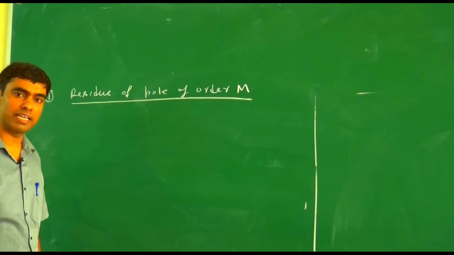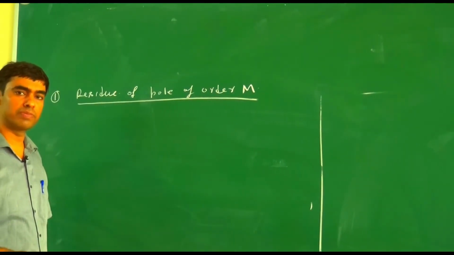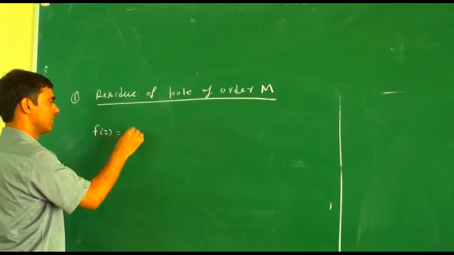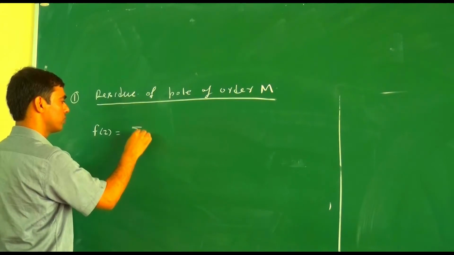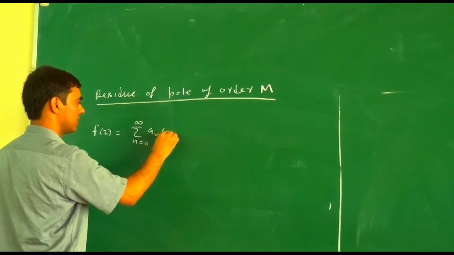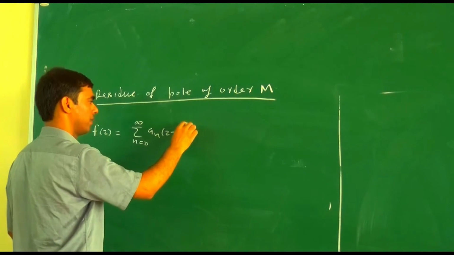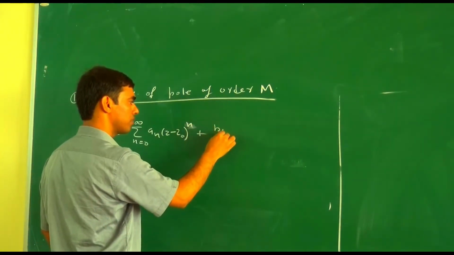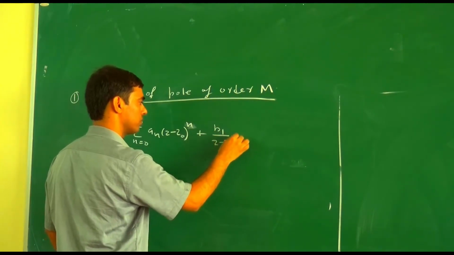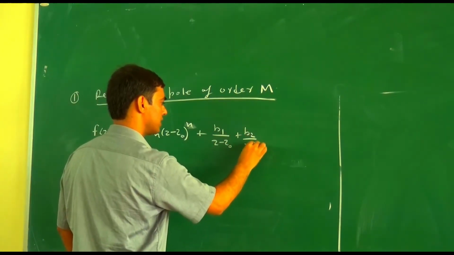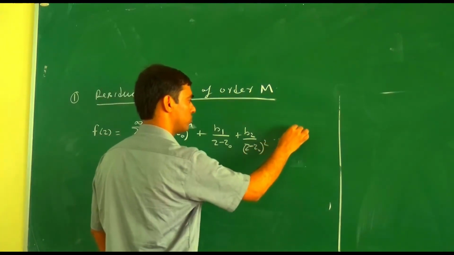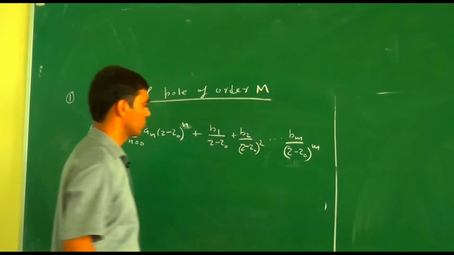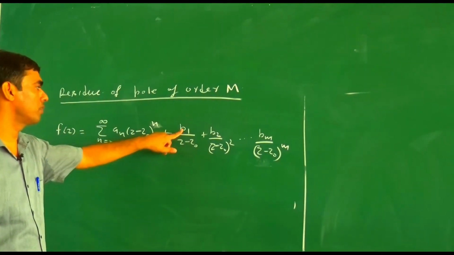If there is a pole of order m, then how many terms are there in the principal part? There are m terms. So here we write f(z) equals summation n equals 0 to infinity of a_n (z minus z0) to the power n plus, in the principal part, m terms: b1 over (z minus z0) plus b2 over (z minus z0) whole square up to bm over (z minus z0) to the power m. So what is our aim? Our aim is to find out the value of b1.